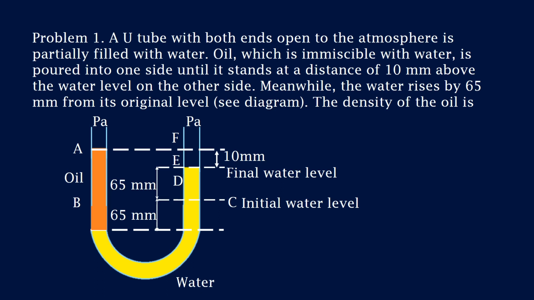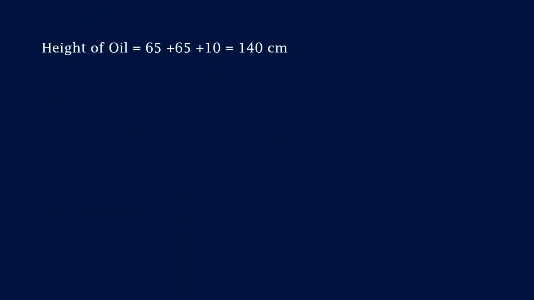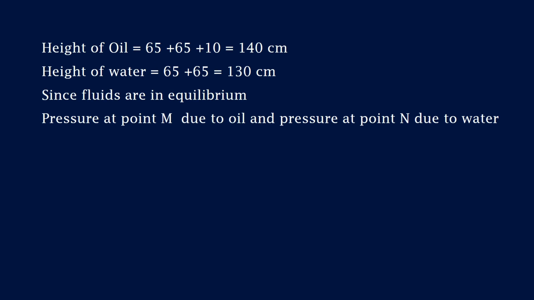At the points M and N, the pressure will be the same as the system is in equilibrium. Therefore, height of the oil column is 140 mm and the height of the water column is 130 mm. Since the fluids are in equilibrium, the pressure at point M due to the oil and the pressure at point N due to the water is the same. Therefore, height of the oil column into density of oil into g equals height of the water column into density of water into g.